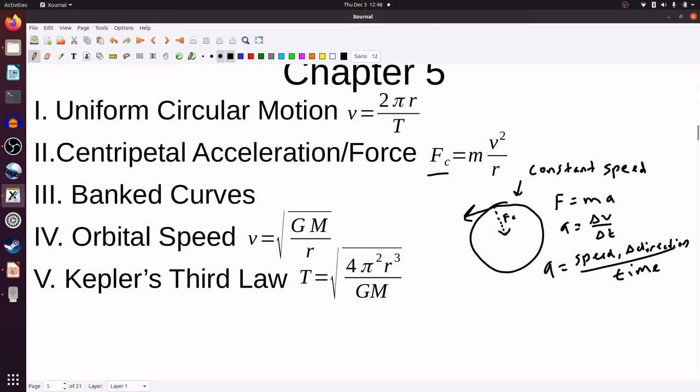The centripetal force will point towards the center of the circle, same as the centripetal acceleration. It's counterintuitive, but it's the pseudocentrifugal force that pushes you outward. And that's why you have a tendency to fly out when you're in a circle. So that's the biggest thing I wanted to highlight with Chapter 5.